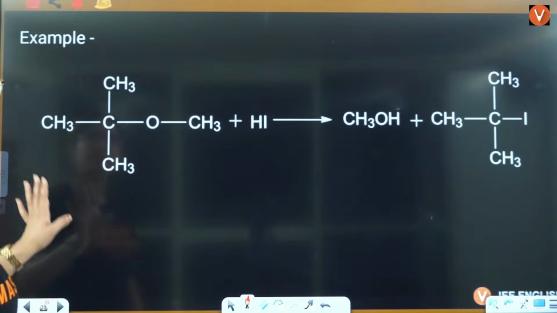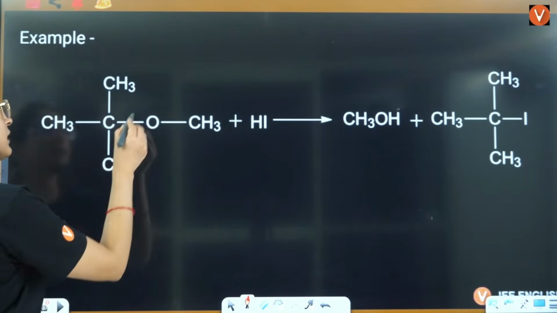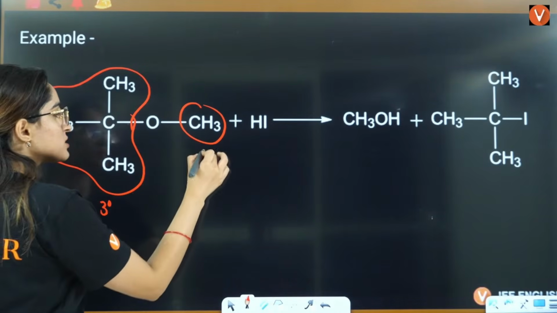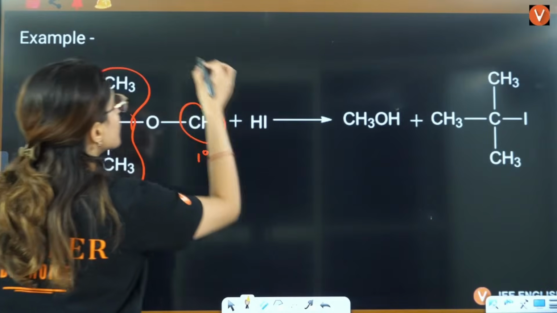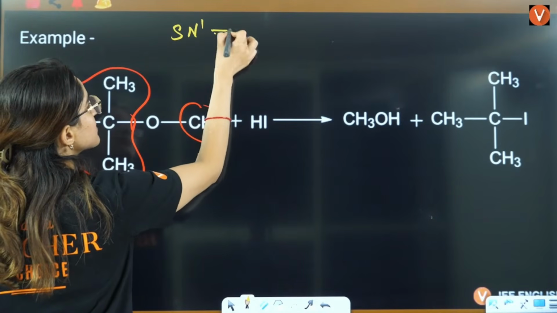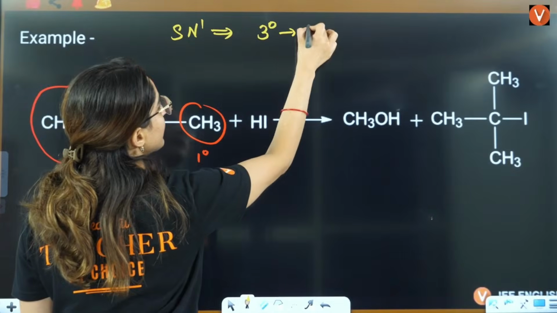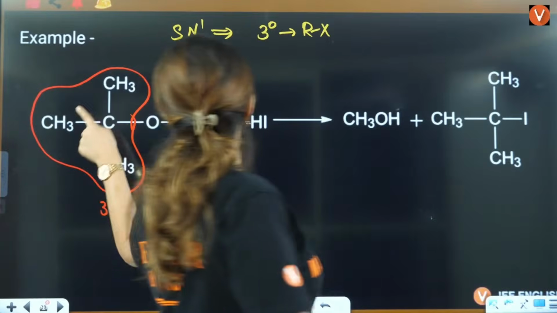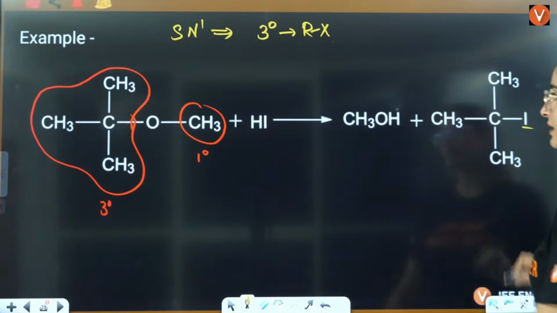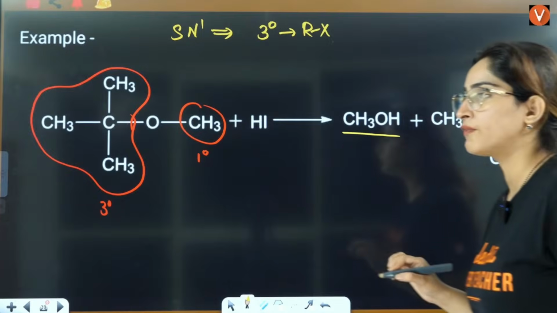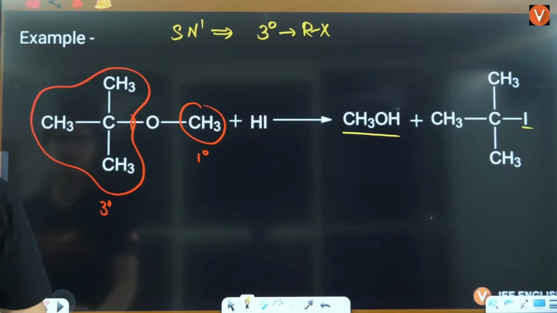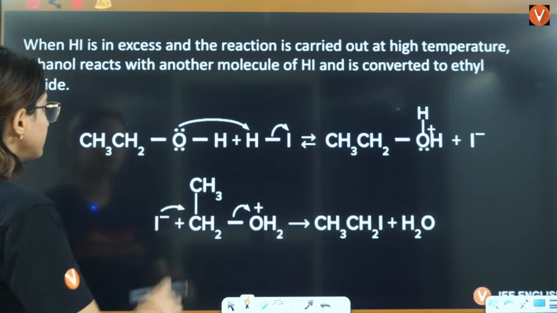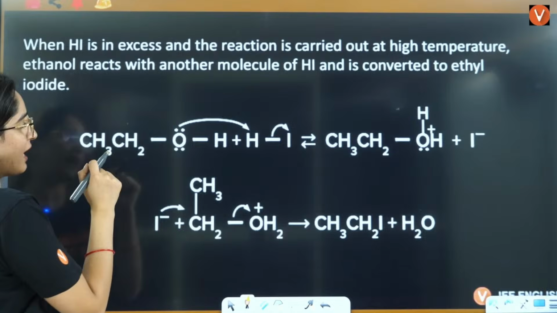Right, everybody? Let's see this example. Here you have this alkyl and this alkyl. This is 3-degree, this is 1-degree. That means this is going to follow the SN1 mechanism. So the 3-degree will be the alkyl halide. So this will be C(CH3)3I, that is the halide, and the other part will be your alcohol. And if HI is given in excess, firstly, what will you have?